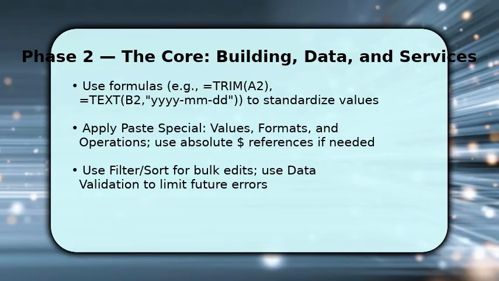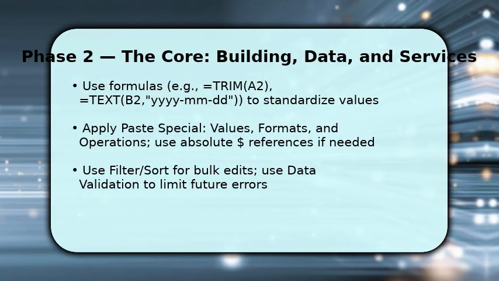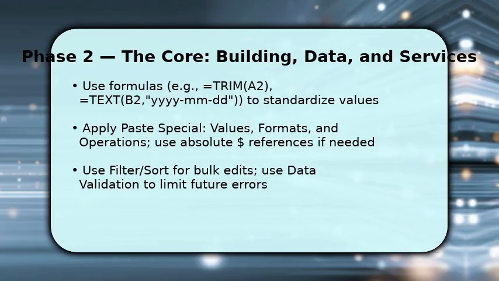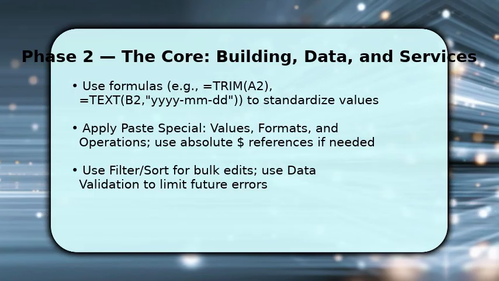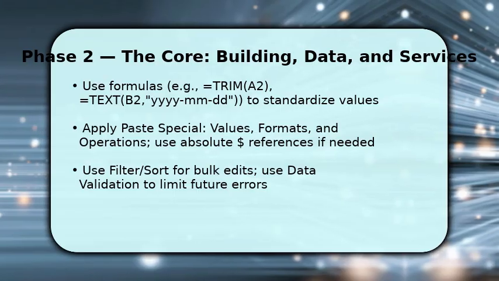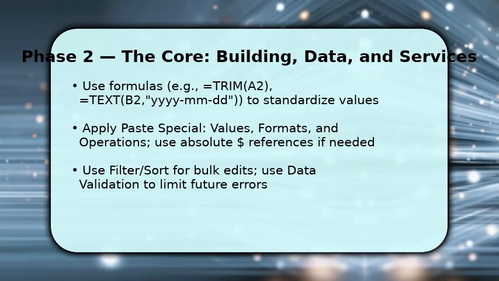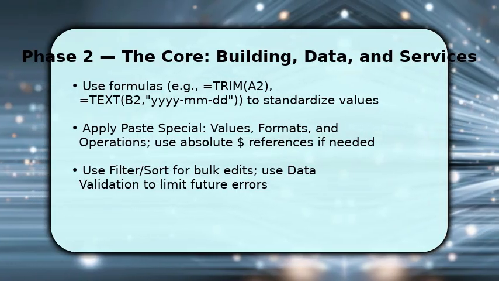Enter and test formulas in a spare column to transform values. Use TRIM, VALUE, or TEXT to normalize content. Once results look correct, copy the new column and Paste Special > Values over the originals, then Paste Special > Formats if needed. Make sure to use $absolute references when copying formulas across rows.